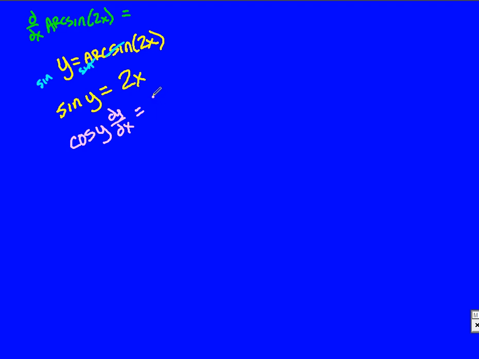That would equal 2. Okay, cool. I can now get dy/dx by itself. It would be 2 divided by cosine of y. Well, interesting. We found our answer on the last slide. It was 2 on top, the square root of 1 minus 4x squared on the bottom.